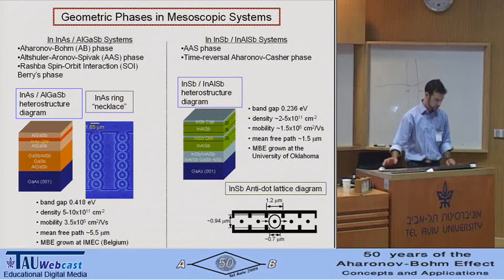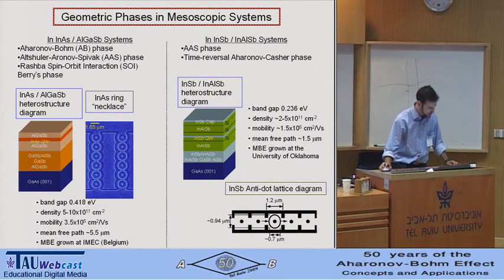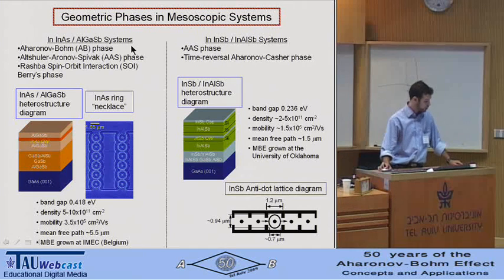We use two different types of semiconductor systems in our work. We use an indium arsenide heterostructure system and an indium antimonide heterostructure system. In the indium arsenide system, we observe an Aharonov-Bohm phase, an Altshuler-Aharonov-Spivak, or AAS, phase, and a Rashba spin-orbit interaction-based Berry's phase. In the indium antimonide systems, we see an AAS phase and a time-reversal Aharonov-Casher phase.